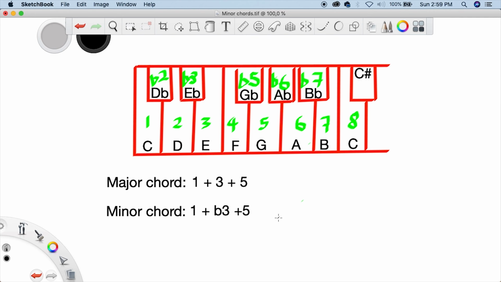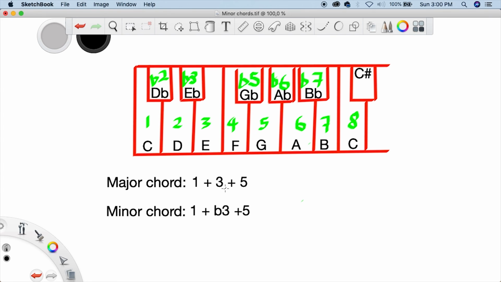If you could remember, we talked about our major scale and major chords. The formula we used in deriving the major chord was the first note plus the third note plus the fifth note, which is going to be your C, E, and G, as you can see on the chart here.